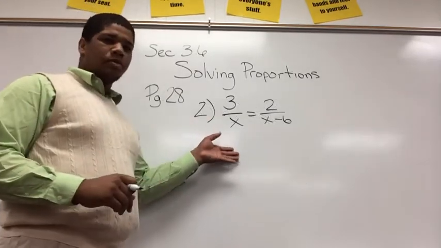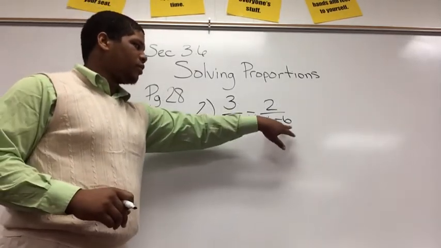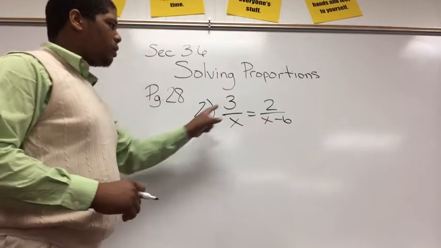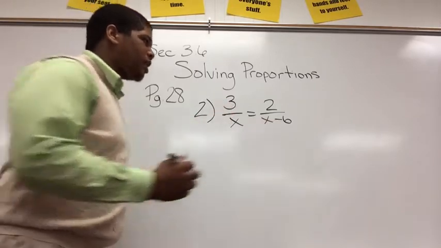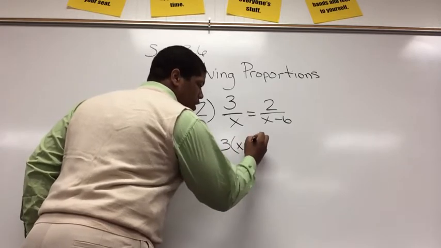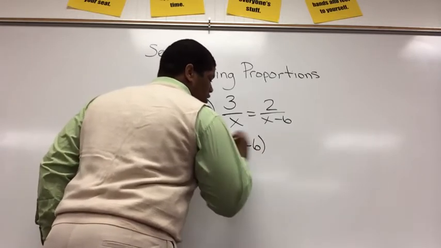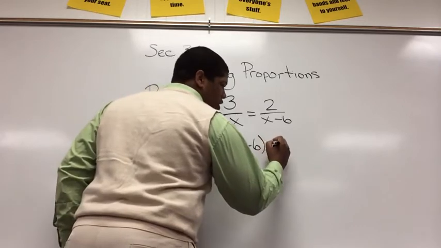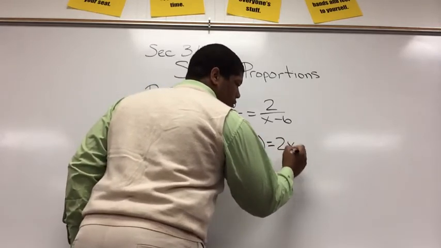For our next example, you can see over here we have somewhat of an equation. So we're going to cross multiply again, and we're going to have 3 times x minus 6, or 3 times the quantity of x minus 6, is equal to 2x.